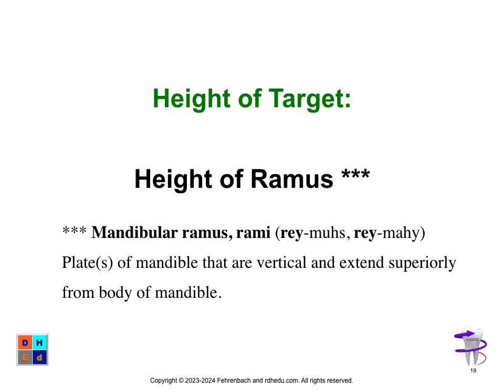Let's go to our next topic, our secondary topic today. This is the height of the target. And this then talks about the height of the ramus. Remember, the ramus is that extension from the lateral, the lateral or horizontal part of the mandible. The ramus is that vertical extension. Let's look at that.